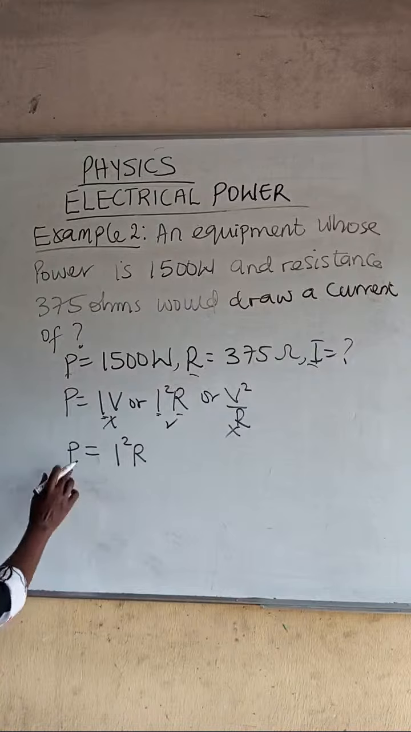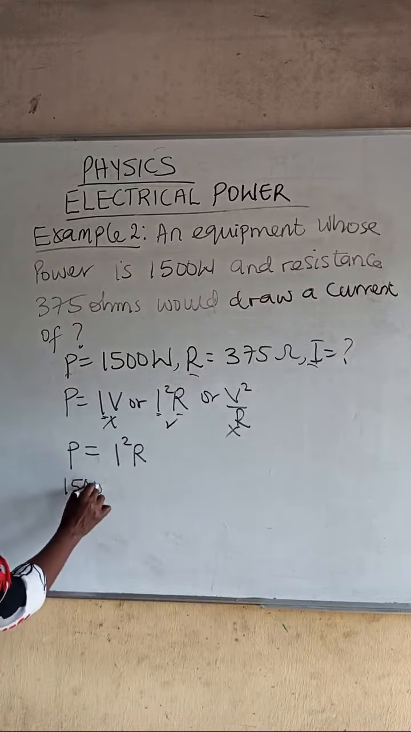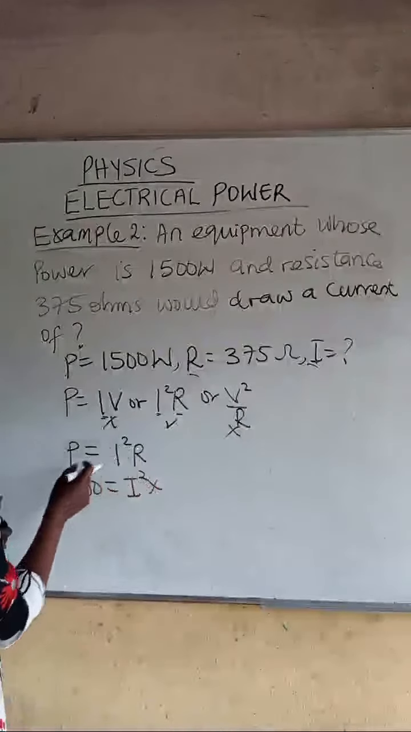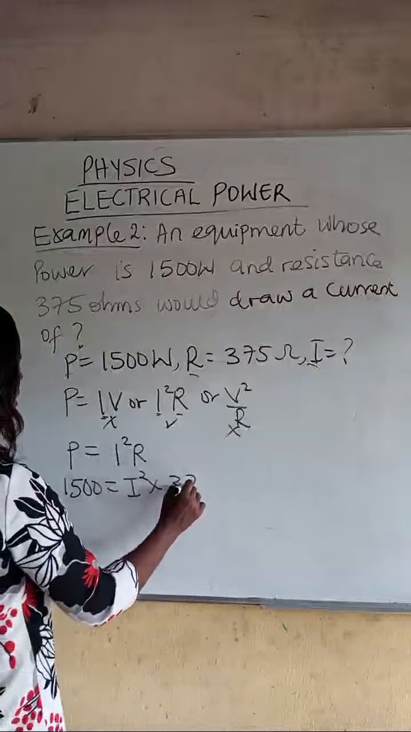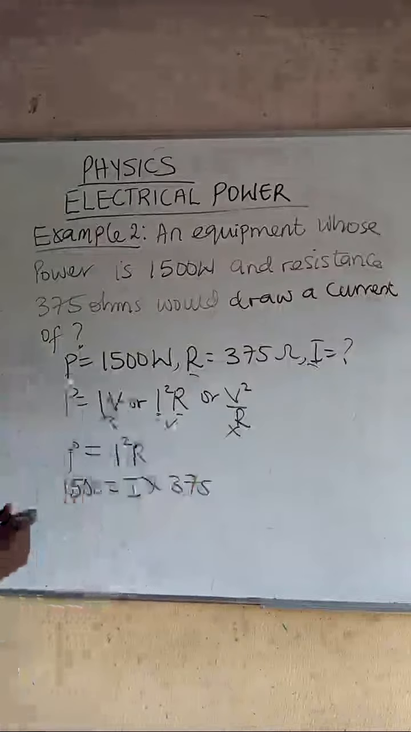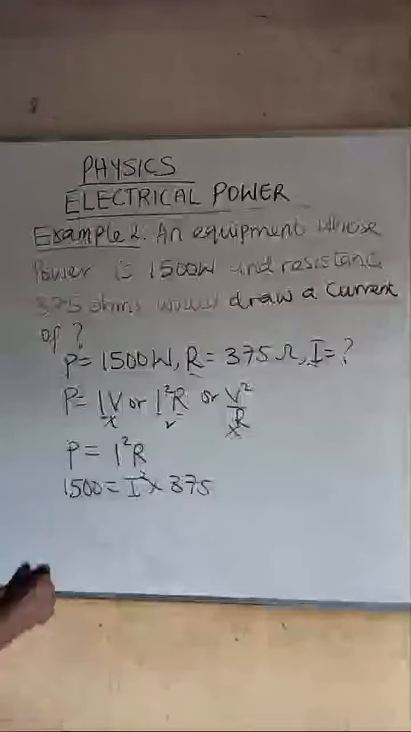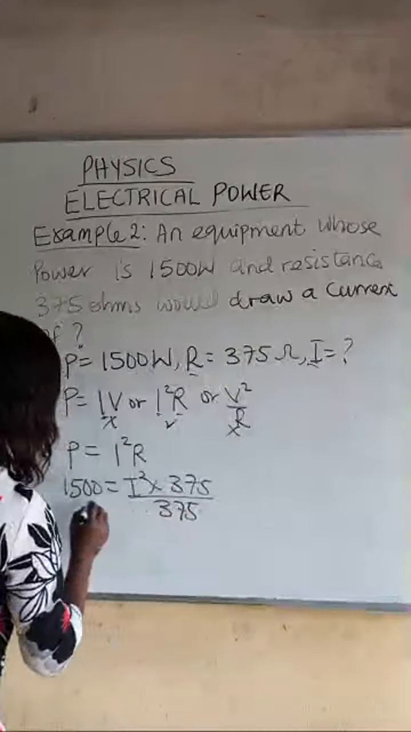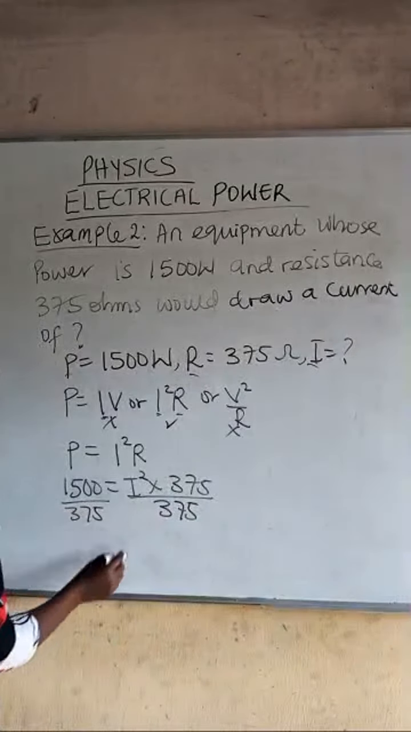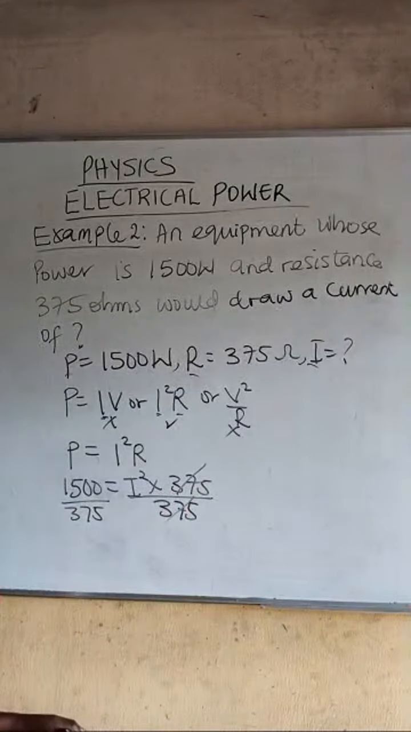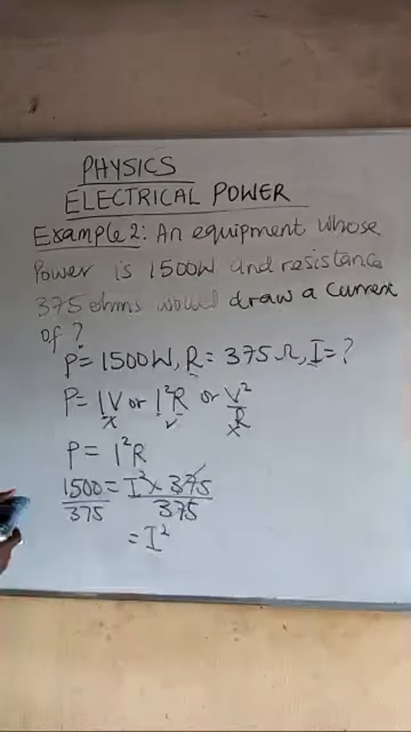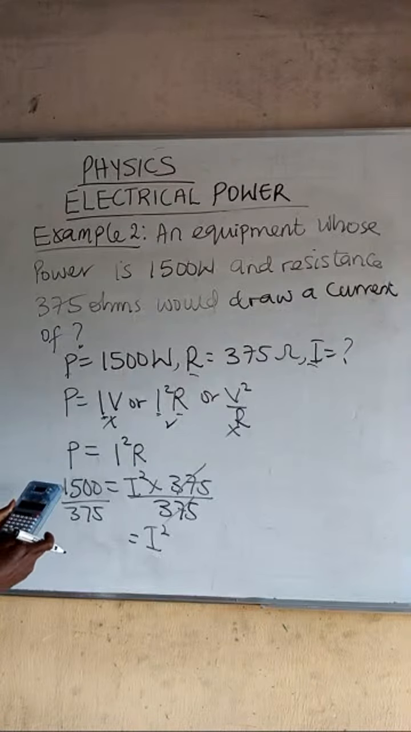Okay, let me just state what I have. My power is 1,500, equals I squared times 375, and I am looking for current. So what I'm going to do is divide both sides by 375. This cancels this, and we will be left with I squared equals, now we divide 1,500 by 375.